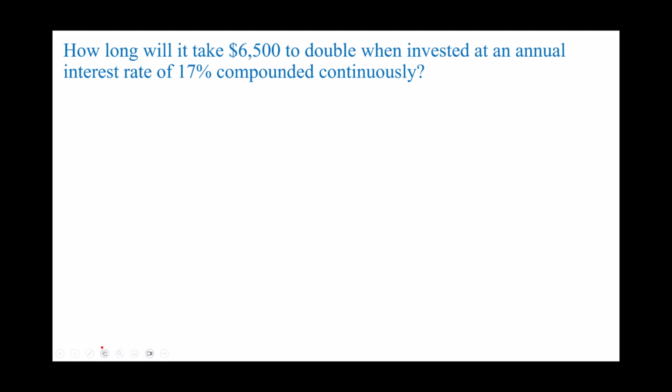How long will it take $6,500 to double when invested at an annual interest rate of 17% compounded continuously? So the continuous compounding formula, A equals P e to the RT. I want to take 6,500, double that. So double 6,500 would be 13,000. So A is 13,000 equals 6,500 times e to the 0.17 t. So t is what we don't know.